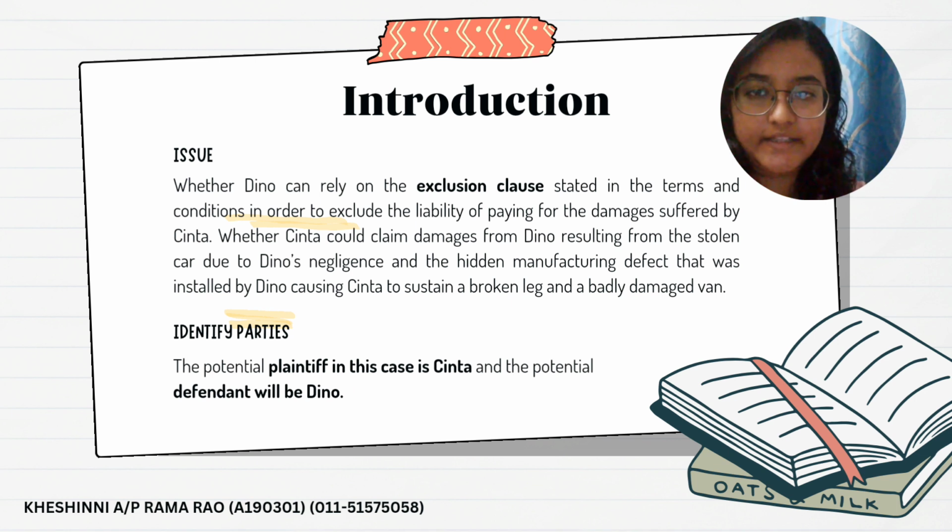As for the introduction, the issue here is whether Dino can rely on the exclusion clause stated in the terms and conditions in order to exclude the liability of paying for the damages suffered by Chinta. Whether Chinta could claim damages from Dino resulting from the stolen car due to Dino's negligence and the hidden manufacturing defect that was installed by Dino, causing Chinta to sustain a broken leg and a badly damaged back. To identify the parties in this case, the potential plaintiff would be Chinta and the potential defendant would be Dino.